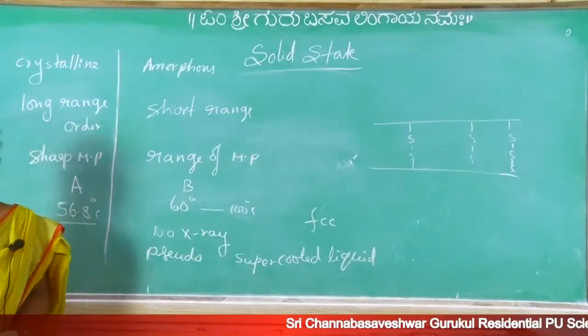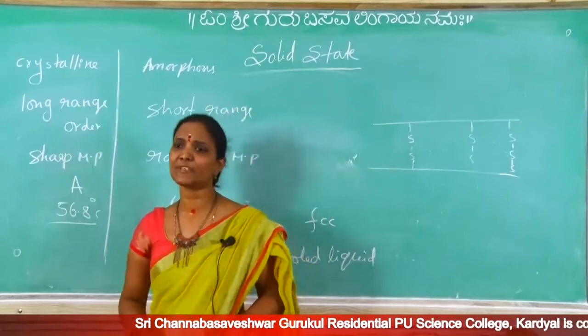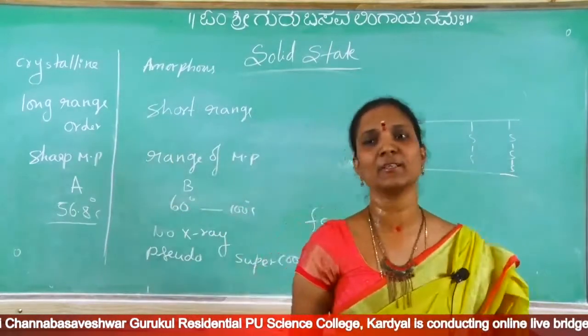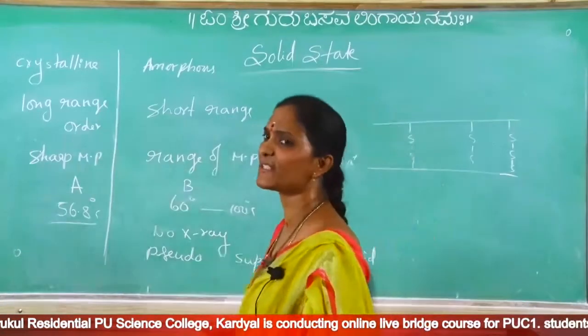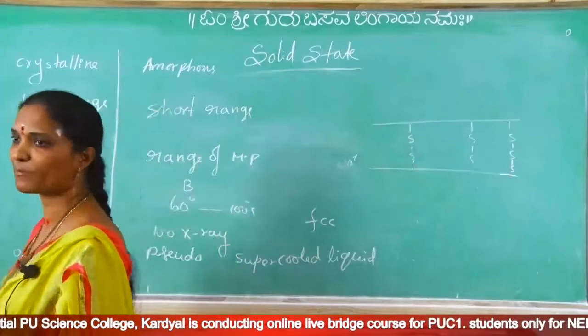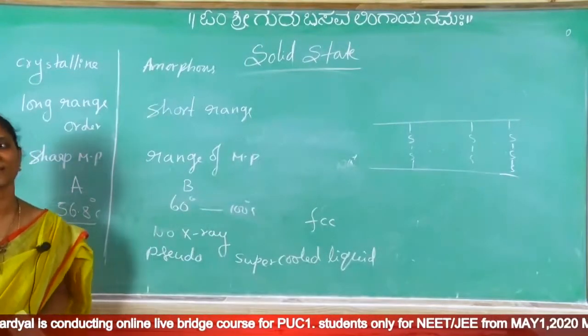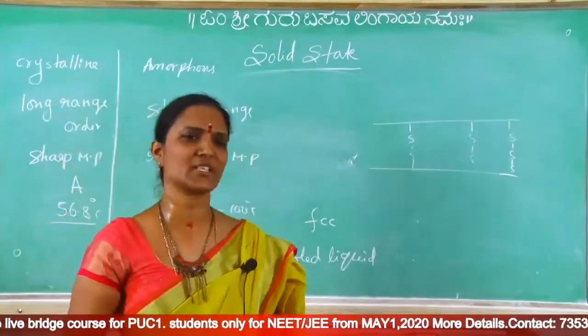So which one has a sharp melting point? Crystalline solid. Which one has a plane surface? Crystalline solid. Which one has a range of melting point? Amorphous solids. Where is perfect structure present? Crystalline solids. Where is X-ray diffraction possible? Crystalline solids. Where is clean cleavage possible? Crystalline solids. Questions are like this only.